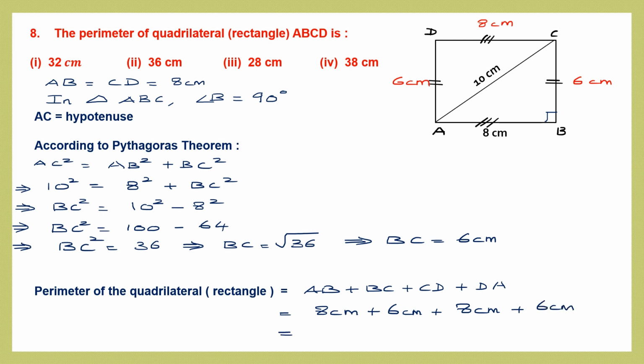So let's add this up. 8 plus 6 is 14. 14 plus 8 is 22. 22 plus 6 is 28. So we have it here, 28 centimeters, and this is the perimeter. So we have found the perimeter of the rectangle, and the perimeter of the rectangle is 28 centimeters, and in our options it's option 3, 28 centimeters.